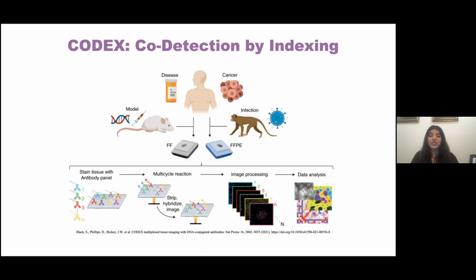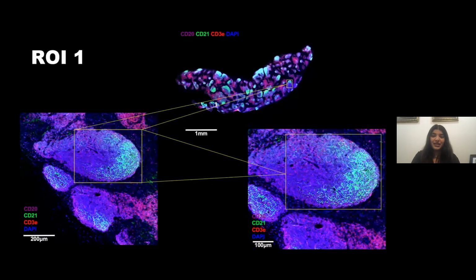After this was done, we stripped the chemicals from them, we hybridized them, and we imaged the actual panel itself with all of the antibodies in place. After this reaction was completed, we computationally processed all of these different images, and from there, we performed data analysis. As a result of the CODEX, we were able to see a wide variety of different images.